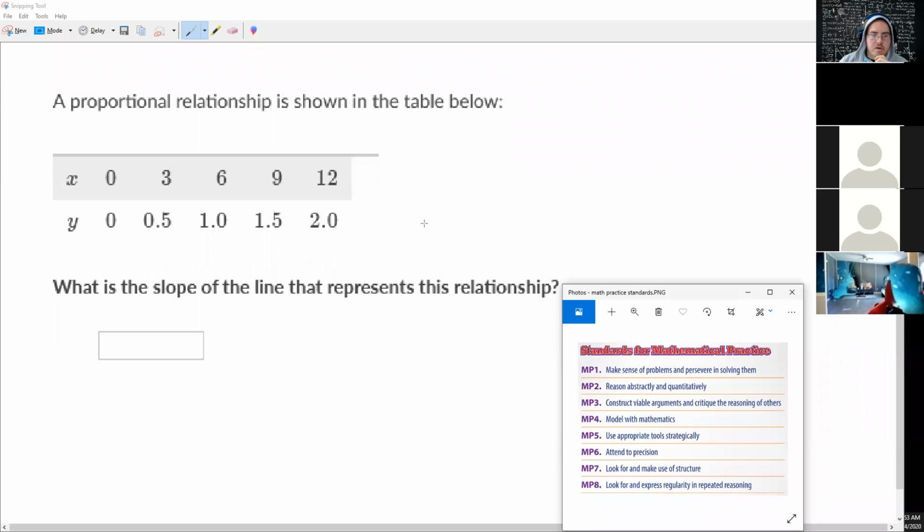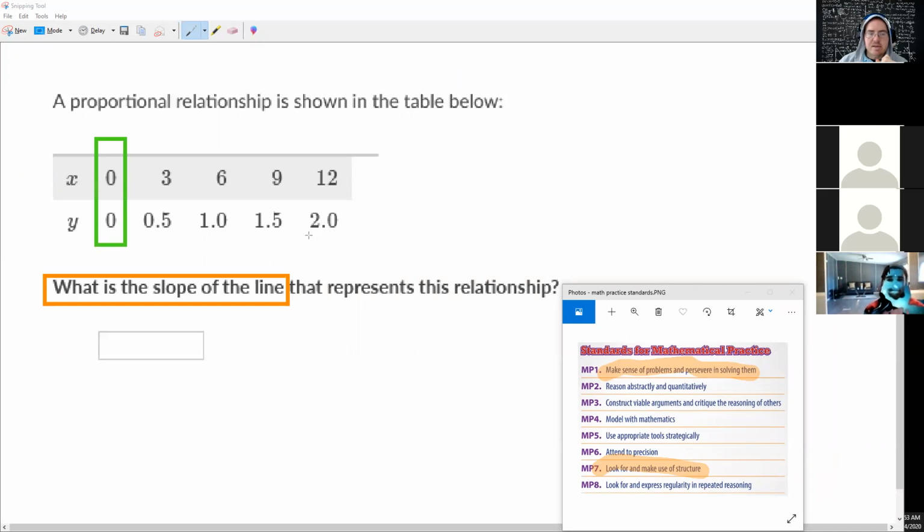The first thing I want to make sure I understand is what it's asking. What is the slope of the line? That's what they want to know. So what I'm just now doing is making sense of my problem. The structure here is that they've given this XY table. Now, I think we get really lucky they give us 0, 0, and I'll tell you why. Because we are starting at 0, 0, this is going to make our calculations much more simple.